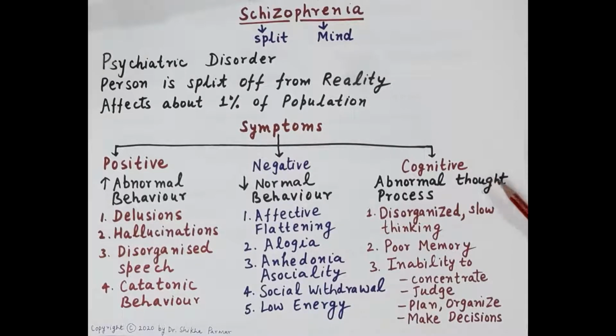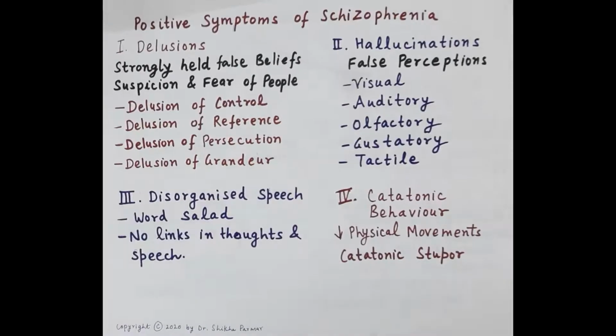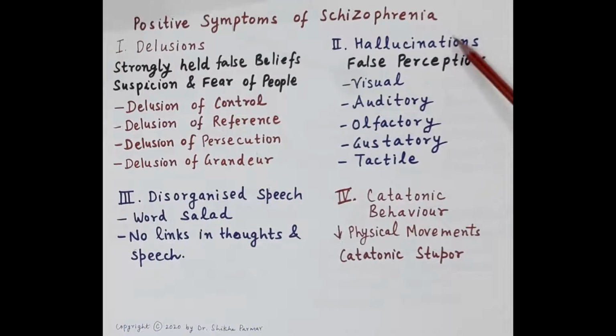Cognitive symptoms are the abnormal thought processes: disorganized slow thinking, poor memory, inability to concentrate, inability to judge, inability to plan and organize, and the person is not able to make any decision also. So, all these symptoms are the cognitive symptoms. Now, we will talk about the positive symptoms of schizophrenia in some detail.